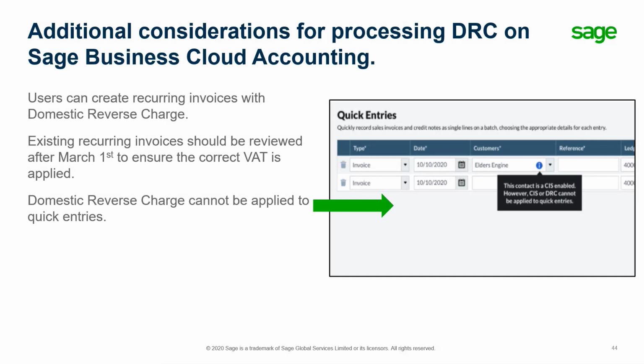Finally, just a couple of other additional considerations when processing domestic reverse charge on Sage Business Cloud Accounting. Users can create recurring invoices with domestic reverse charge applied. It will be important to review any existing recurring invoices after March the 1st just to ensure that the correct VAT is being applied. Finally, domestic reverse charge cannot be applied to quick entries.